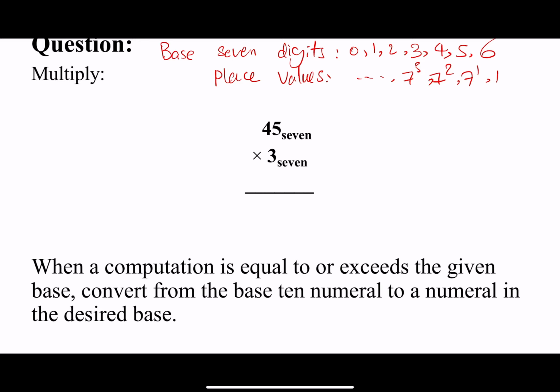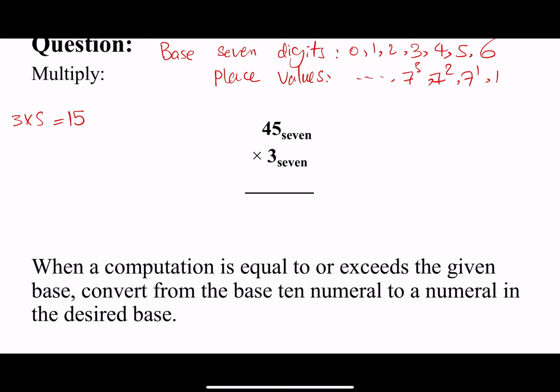3 times 5 is 15. Guys, be careful. Your answer is not 1, 5. It's 15. When you do the multiplication, what you get is a number in base 10. 15 is not allowed in base 7. You're supposed to get a number from 0 to 6 to be allowed. If it's not, like 15 here, you need to convert.